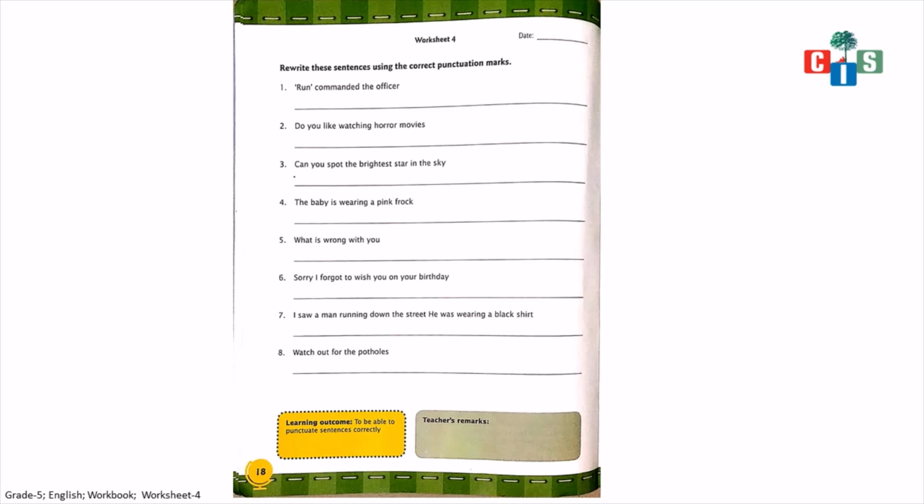Rewrite these sentences using the correct punctuation marks. Run, commanded the officer. Punctuation marks means full stop, comma, and question mark. Run, commanded the officer. After this you have to put a full stop. Do you like watching horror movies? It's a question, so you have to put an interrogation mark. It is an interrogative sentence. Do you like watching horror movies? In the end you have to put a question mark. So in this way you have to solve this worksheet.